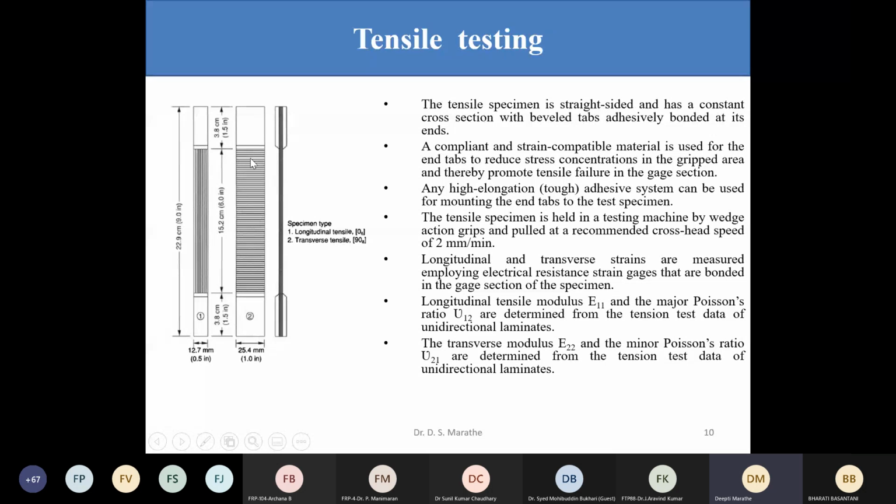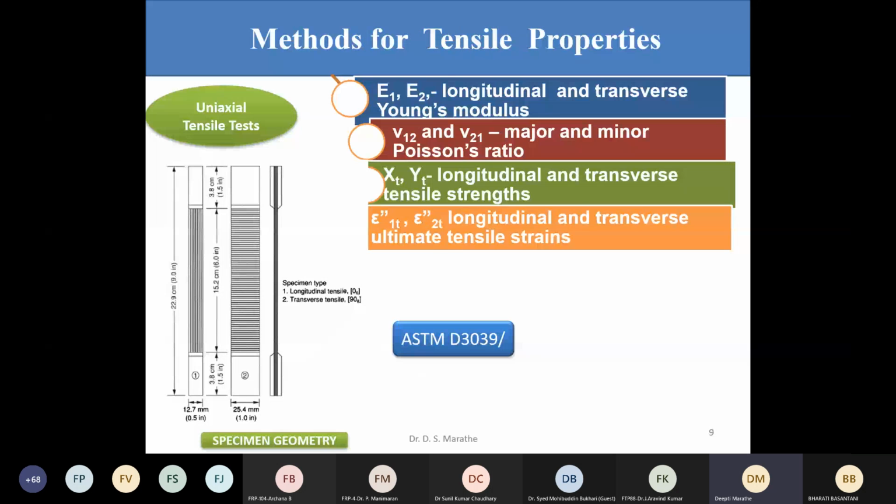So from the tensile test, I am going to characterize the specimen and I am going to get the values of E1, E2, which is longitudinal and transverse Young's modulus. I am going to get the values of Poisson's ratio, which are going to be major and minor Poisson's ratio, which is mu12 and mu21. And I am going to get transverse and longitudinal tensile strengths and transverse and longitudinal strains.